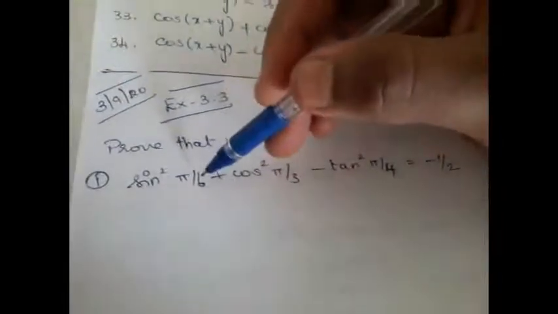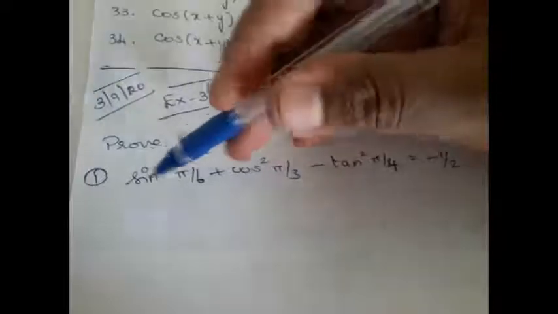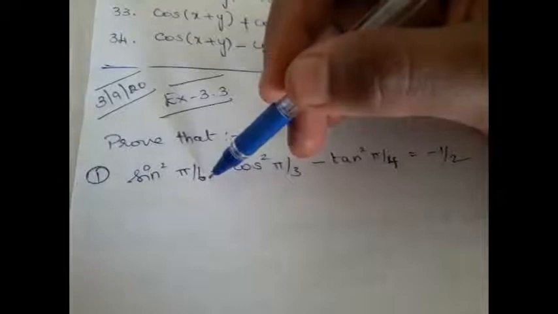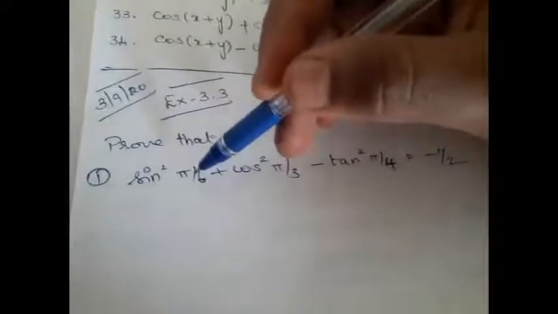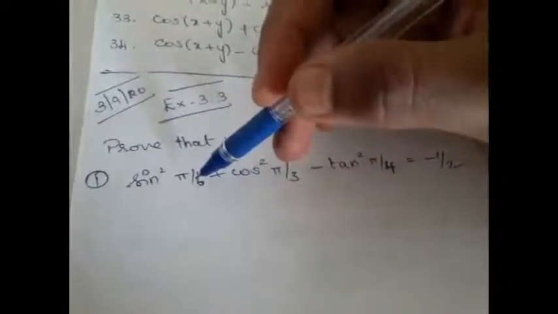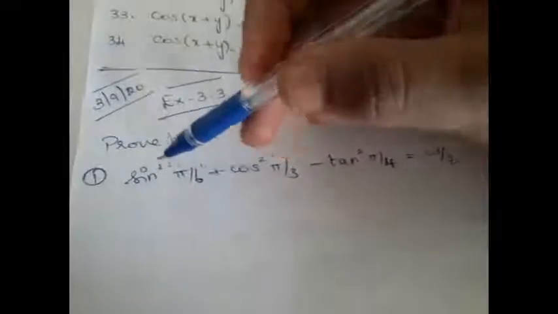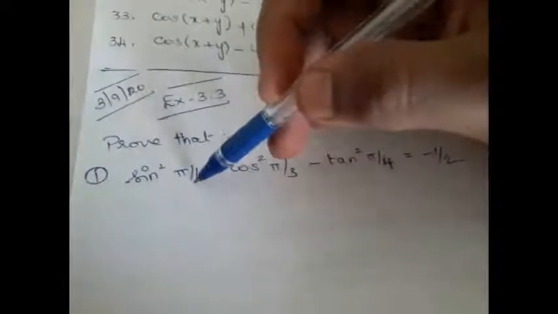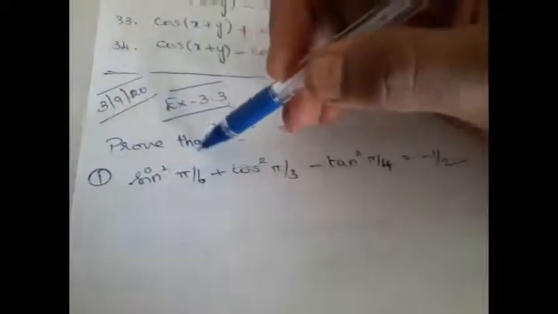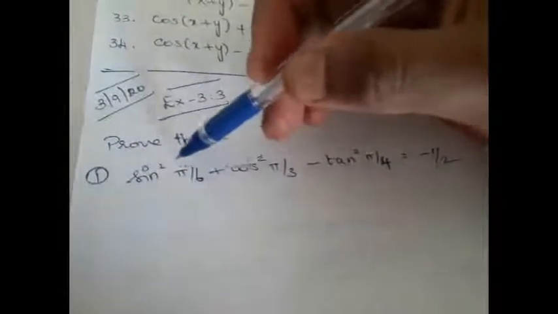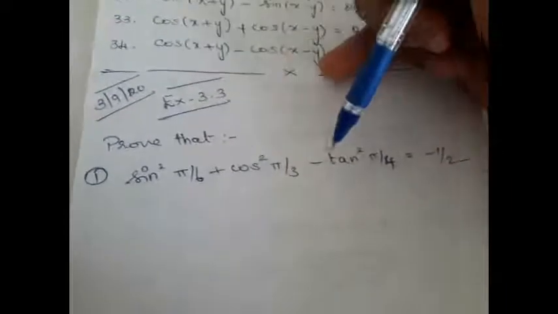Sin square pi by 6 is nothing but sin pi by 6 the whole square. Right? How did I find out pi by 6 is 30? Pi is 180. 180 divided by 6 is nothing but 30 degree. Right? Sin square pi by 6 is nothing but sin pi by 6 the whole square. So if you substitute the value and square it, and then add and subtract, we will get the answer. Let us check whether we are getting the answer or not.